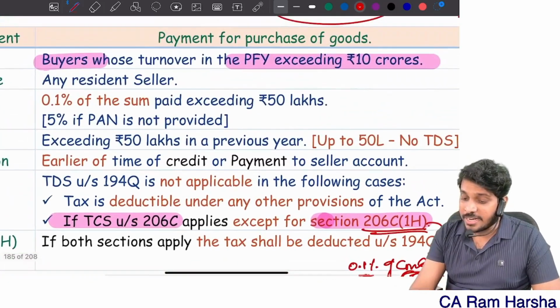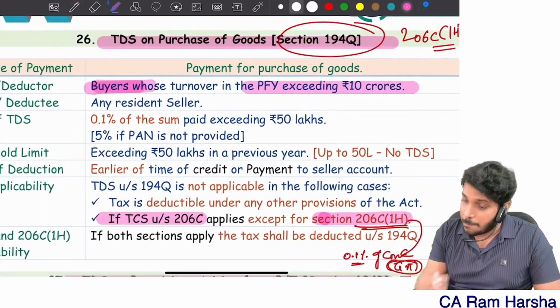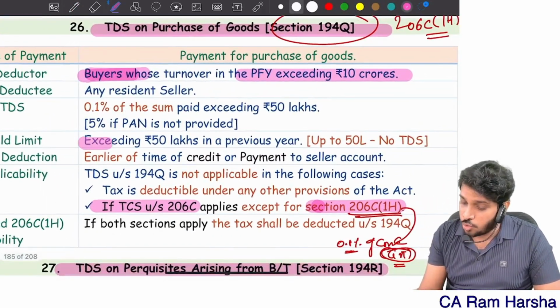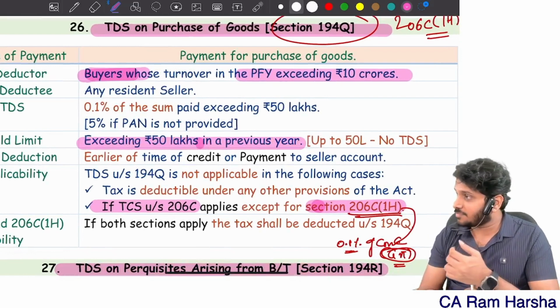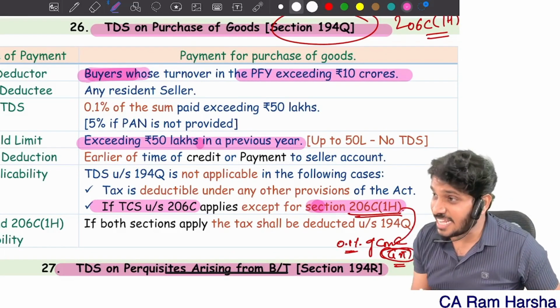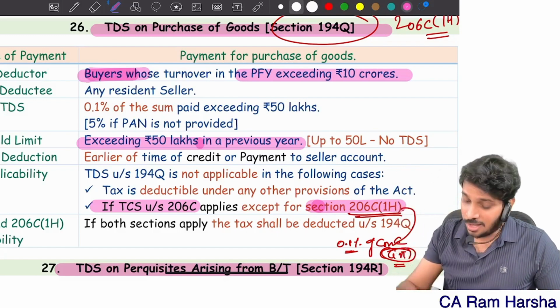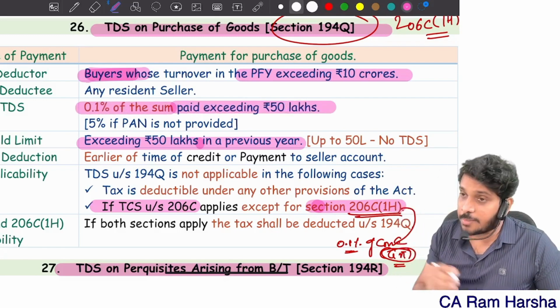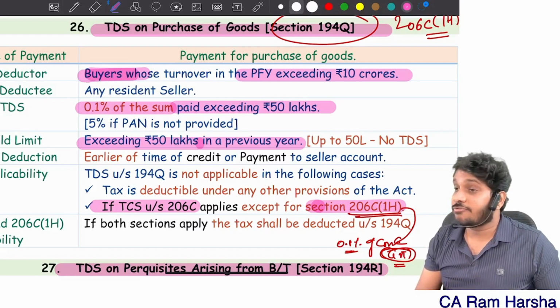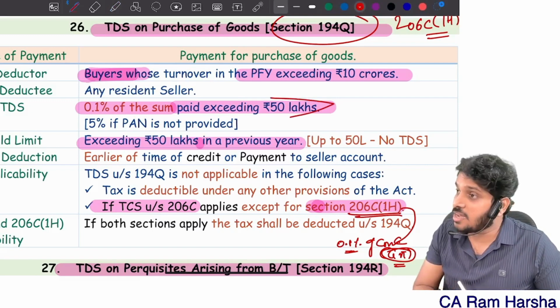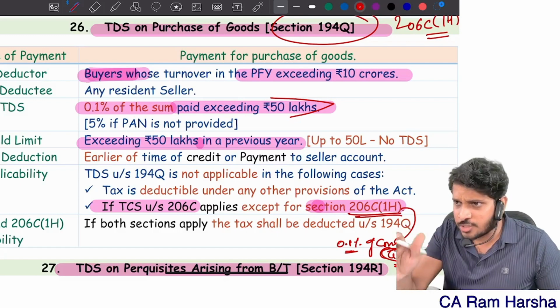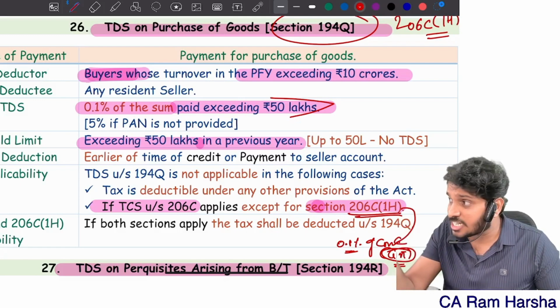What 194Q says is, if a buyer is buying goods exceeding 50 lakh in a year, the buyer has to deduct 0.1% of the amount paid to the seller, for the amount which is more than 50 lakh. Up to 50 lakhs don't deduct. This is a slab limit, not a threshold limit.